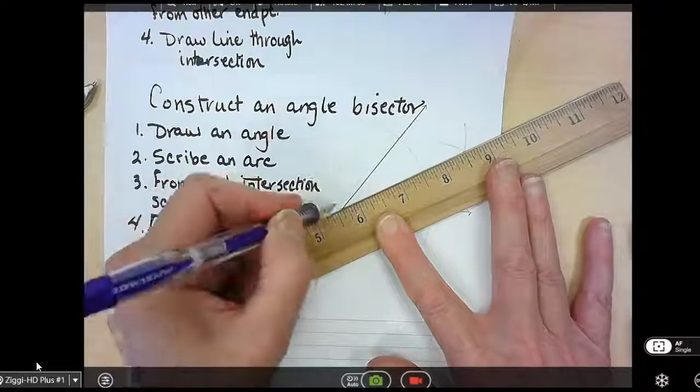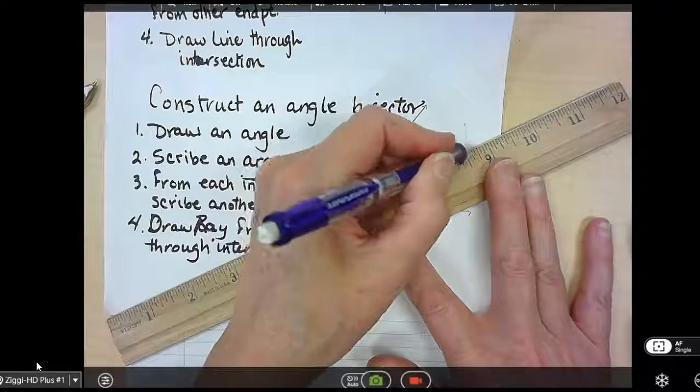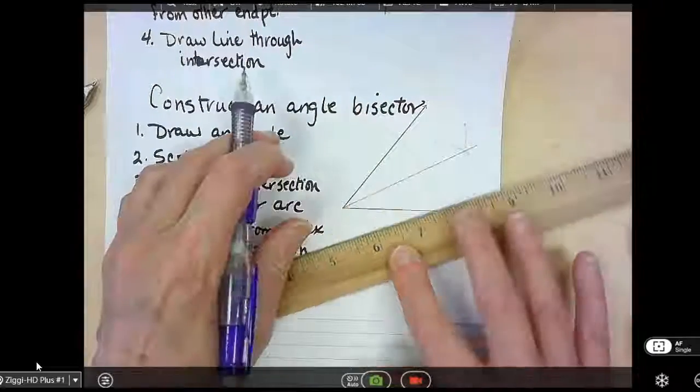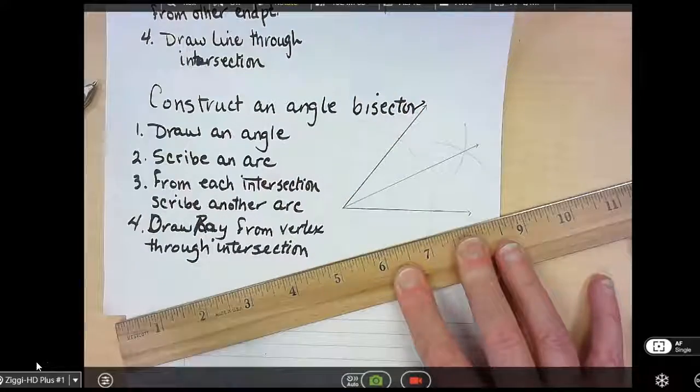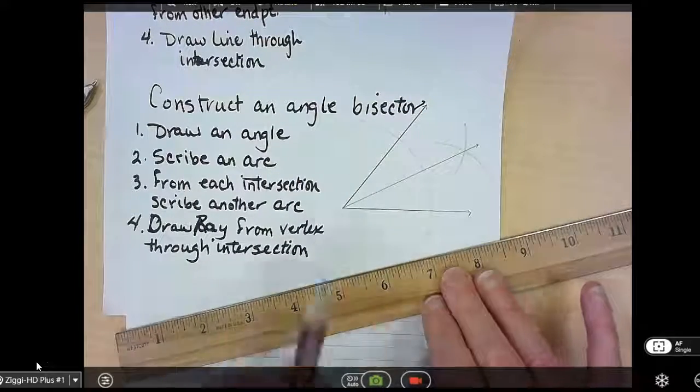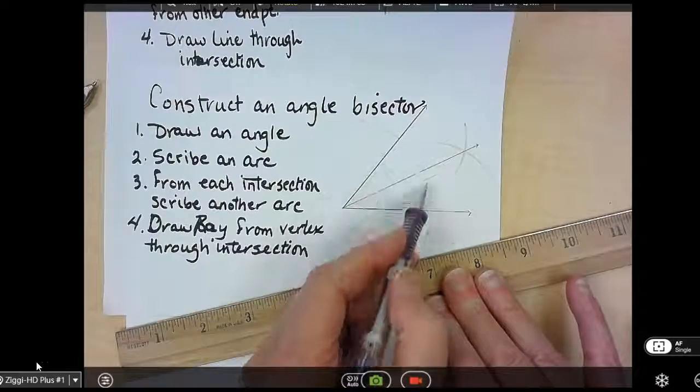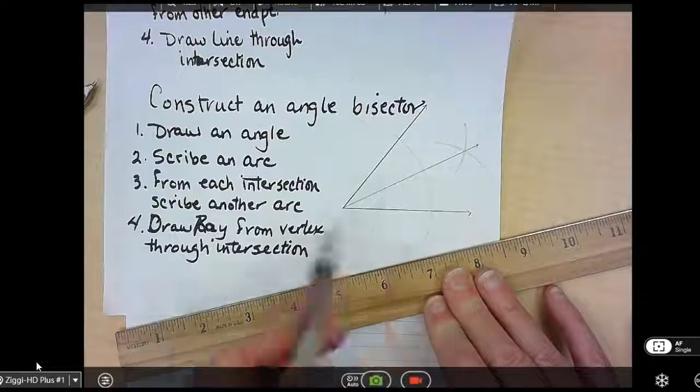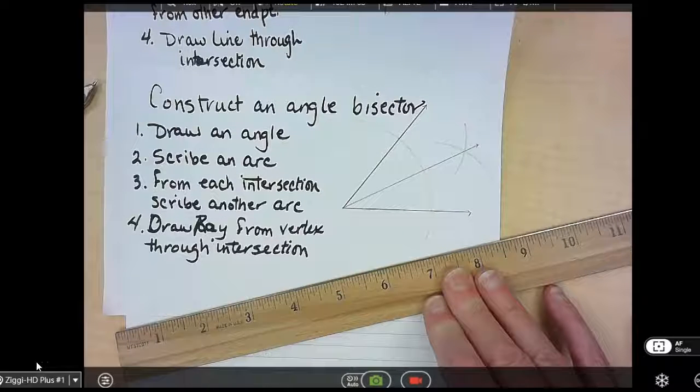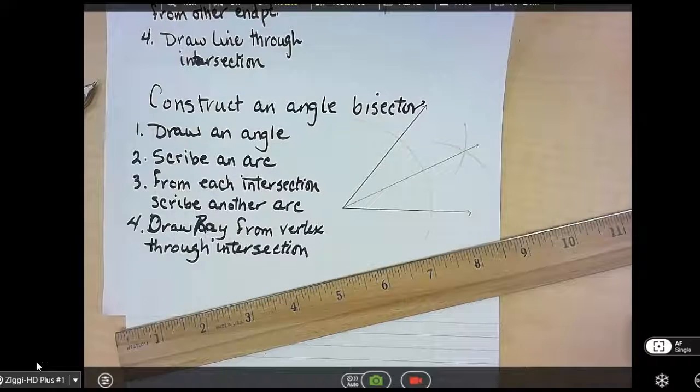Move closer there. And I've drawn my ray that intersects this, bisects that angle and divides it into two congruent angles. And that is my last construction of the day. And you'll be able to start your homework.